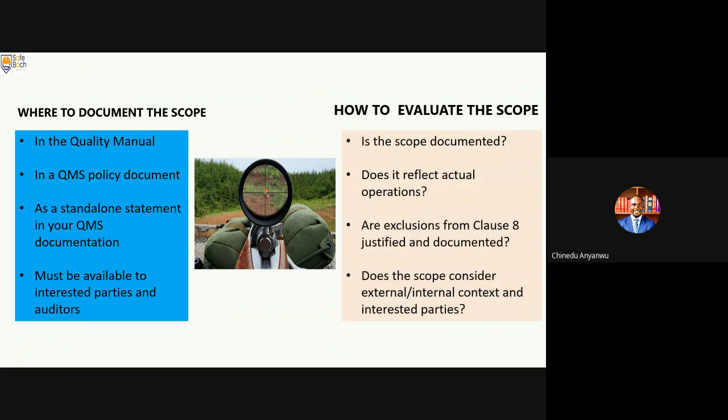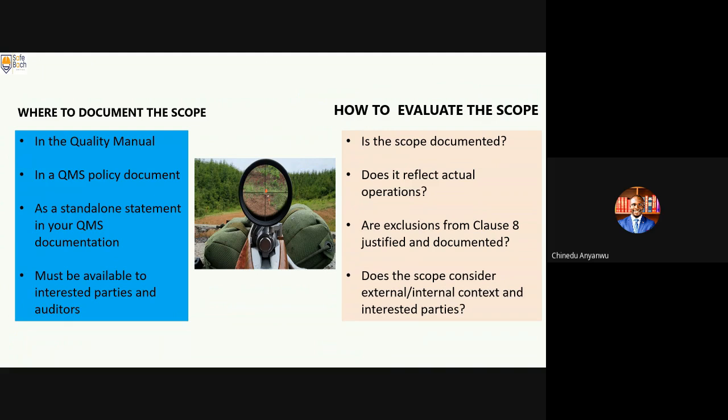Now, how do you evaluate the scope? Assuming you are an auditor and you want to audit the scope of a quality management system, these are the key questions you must ask. Is the scope documented? If you audit a management system for ISO 9001 and you find that the scope is not documented, that is a non-conformity, because the management system requires that scope must be documented.